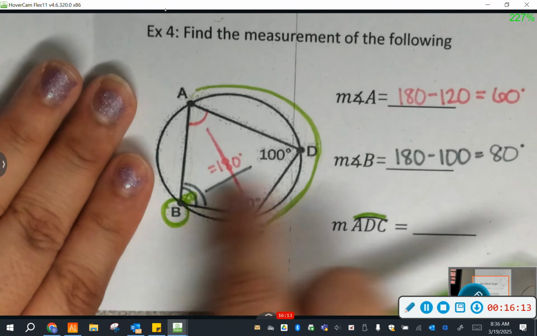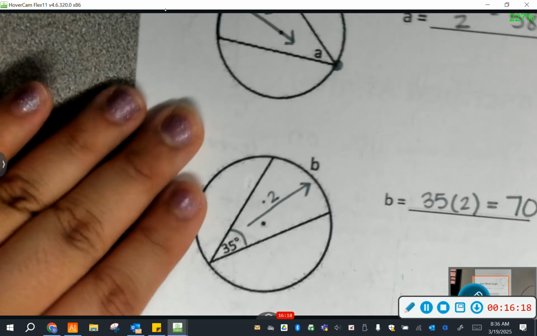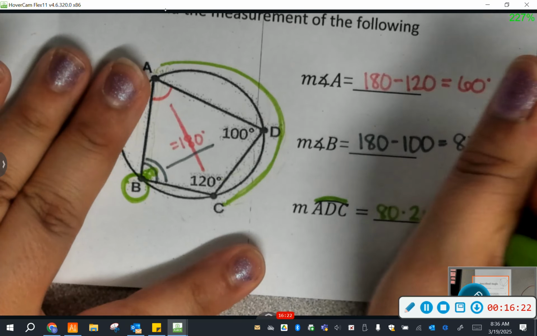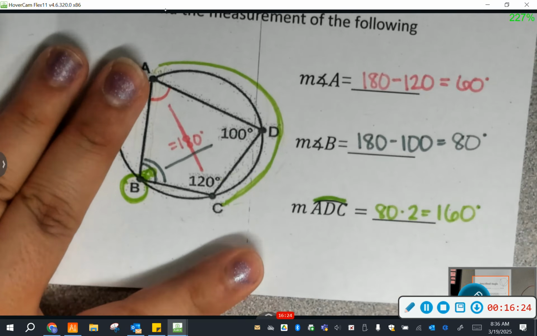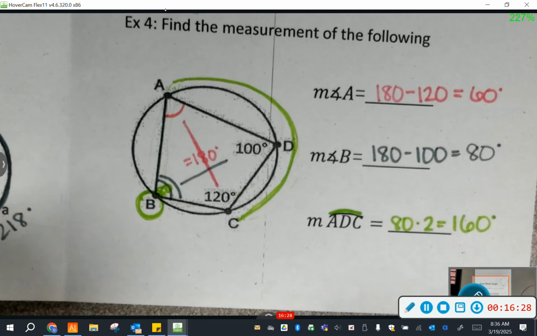If I know the angle, how do I find the arc? Times 2. 80 times 2 is 160. If you know the angle, multiply by 2 for the arc.